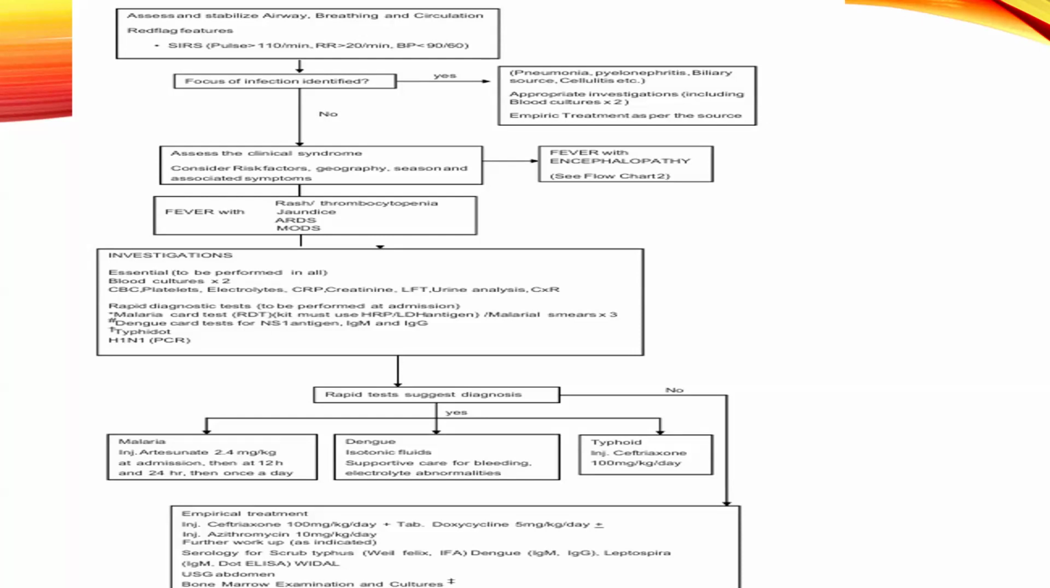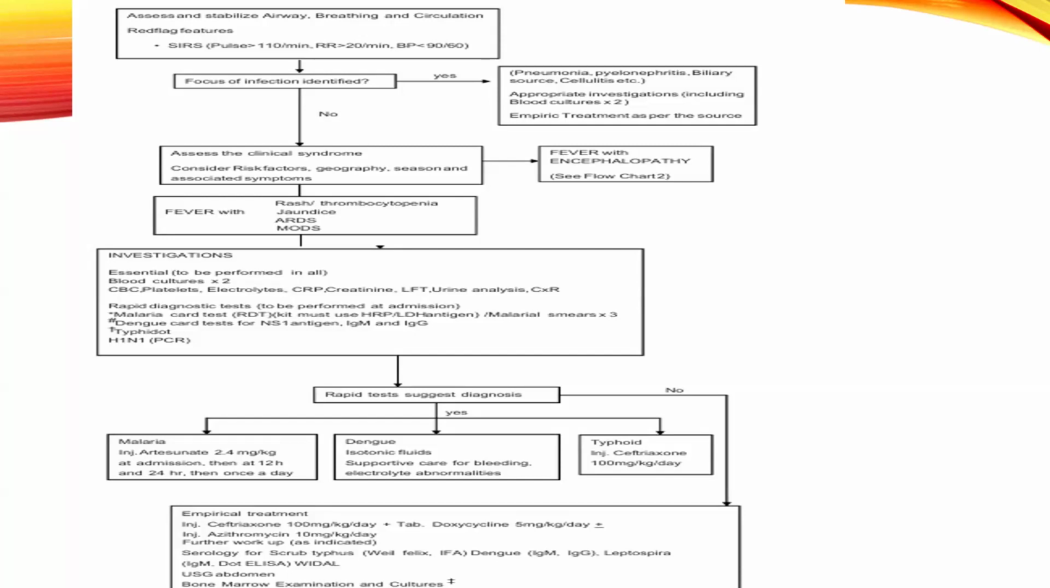But if the focus of infection is not clear, then assess the clinical syndrome and consider risk factors. Then we need to extract other history like geography, season, and any associated symptoms. Then we need to classify whether this is fever with rash and thrombocytopenia, fever with jaundice, fever with predominant respiratory syndrome, or fever with MODS. If so, consider tropical infection and send two sets of blood culture, then other routine investigations like complete blood count, platelet, electrolytes, CRP, creatinine, liver function test, urine analysis, chest X-ray.